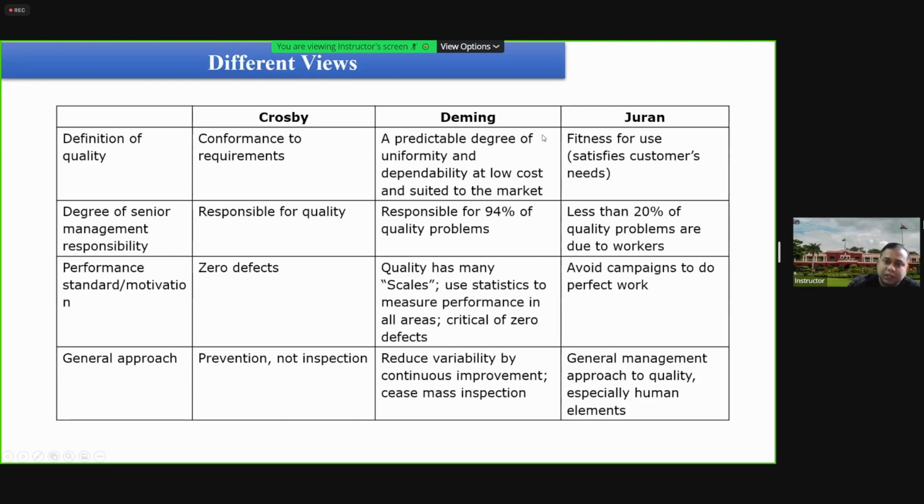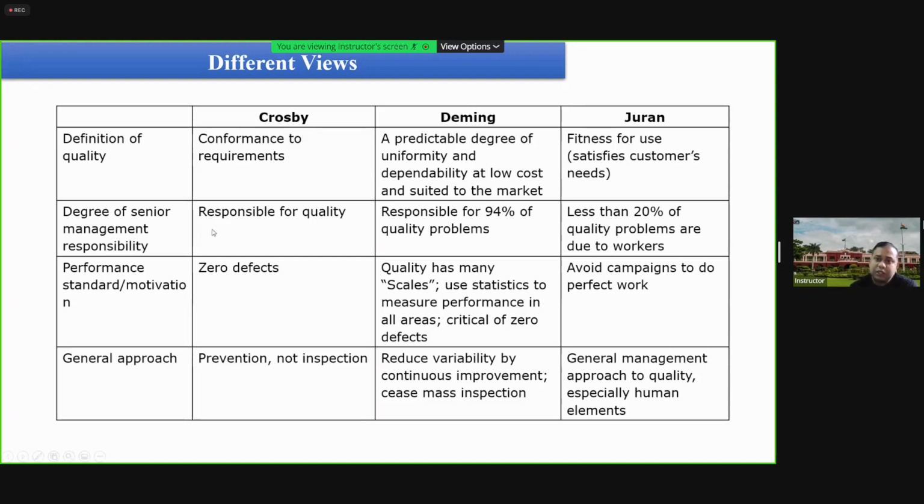Crosby said quality is conformance to requirements, and Deming said it is the degree of uniformity and dependability at low cost suited to the market. And Juran said it is fitness for use, or customer satisfaction.